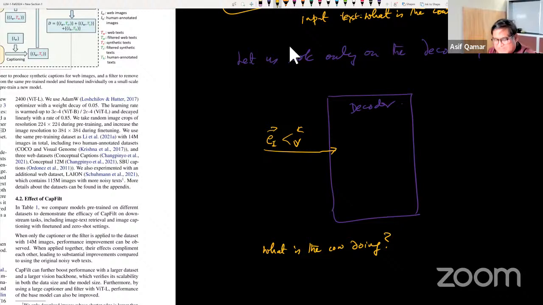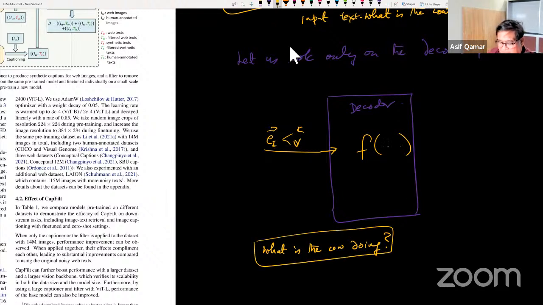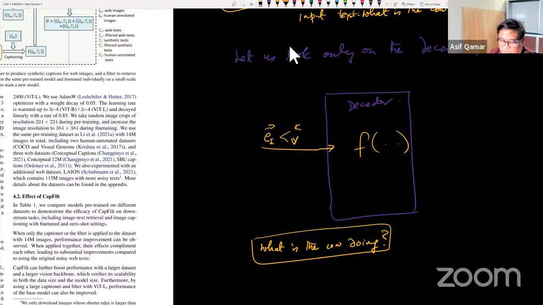Now, think about it this way. Ultimately, the decoder is a function, right? If a function is given two pieces of input, x and y, let me just say x1 and x2, because y is usually reserved for output. Let me call that x text and x image. So this is a function of x image, x text.